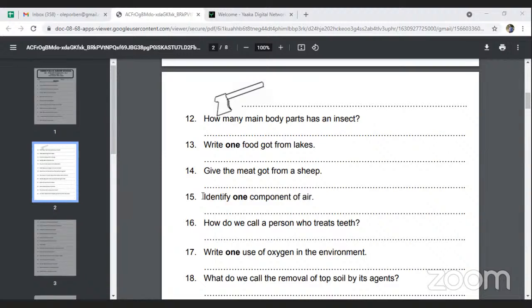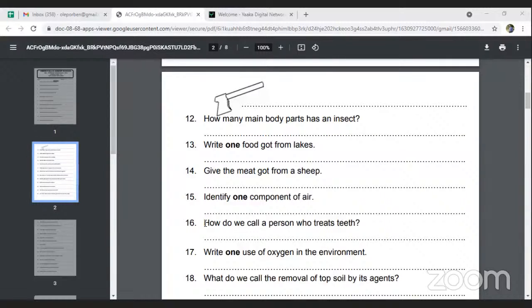So let's have Shemaya read number 15. Identify one component of air. Can you give one component of air? Oxygen. Oxygen, correct. Another one? So we have oxygen, carbon dioxide, nitrogen, and rare gases. As simple as that. Asante had already told us that one, rare gases. So those are the components of air.